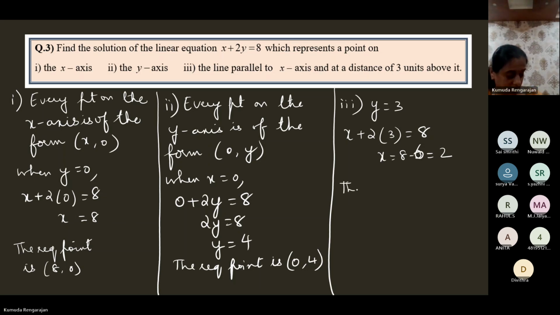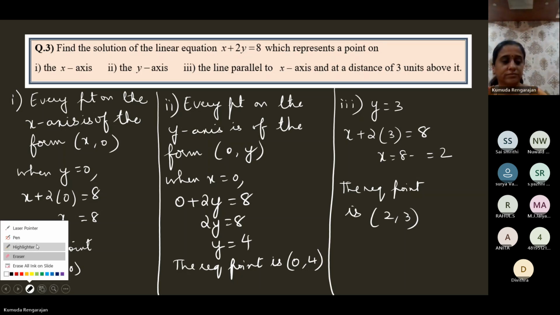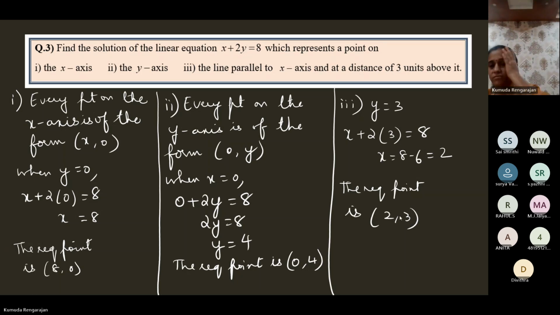Very good. The required point is 2, 3. Correct. Very good, Rahul. So the equation for the third sub-question is y is equal to 3. In the equation, find the corresponding x value when y is 3. The corresponding x value is 2. So the required point is 2, 3.